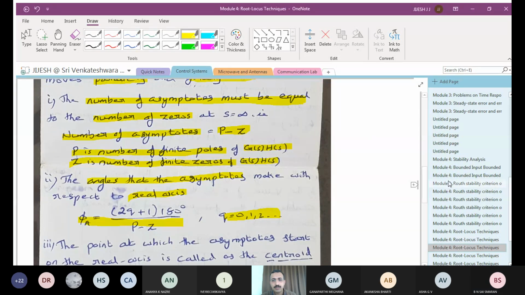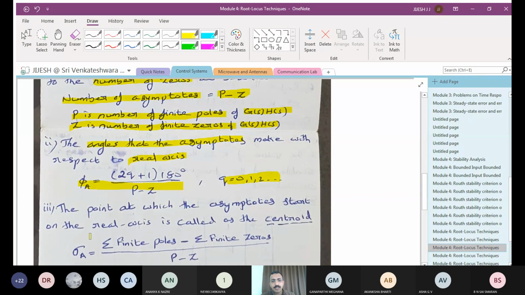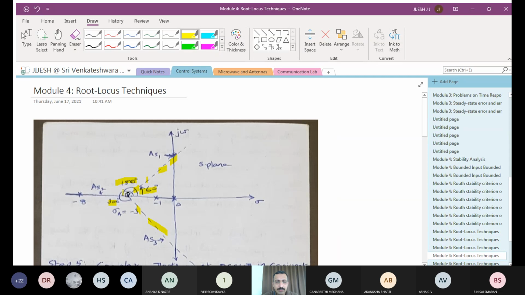Okay, so we are going to see how to find the centroid, that is, the point at which you have to start the asymptotes. The point at which the asymptotes start on the real axis is called the centroid. So we need to find out, as I was discussing with you, this point, which is called the centroid, where the asymptotes will start.